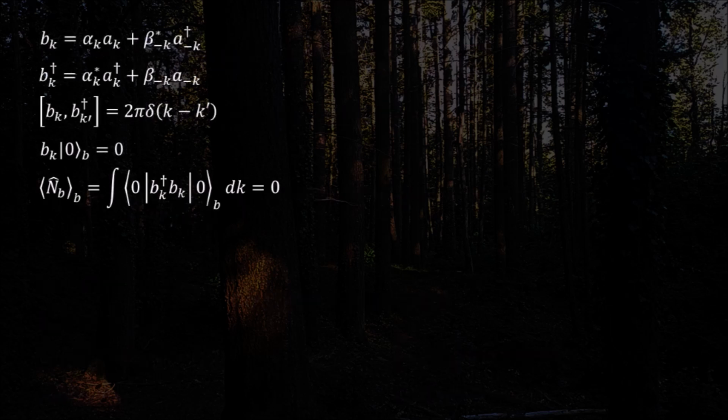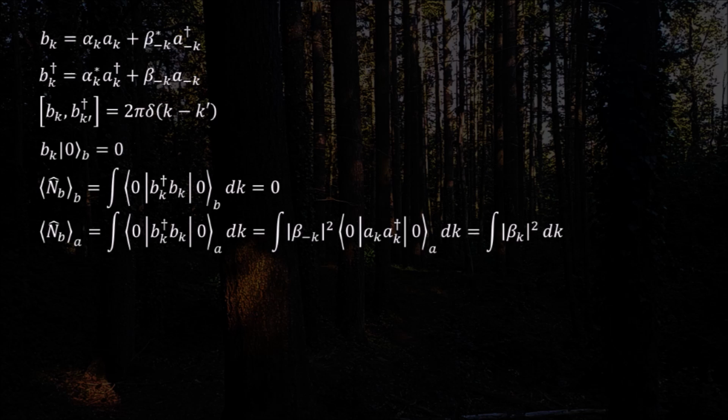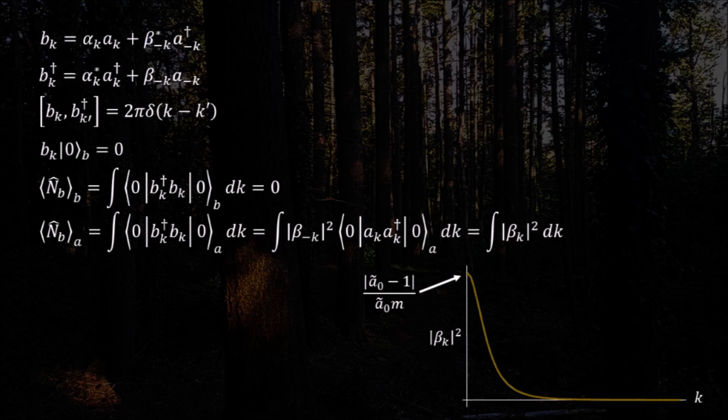The expectation value of the number operator is 0 for the B vacuum. However, it is not 0 for the A vacuum. The function beta squared looks like this. The integral can be evaluated exactly, but the expression is quite complicated. Let's instead look at the limit of large A. This is how many particles were created by the sudden change in the metric.